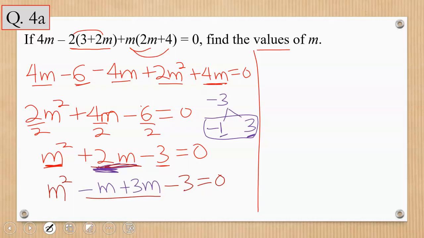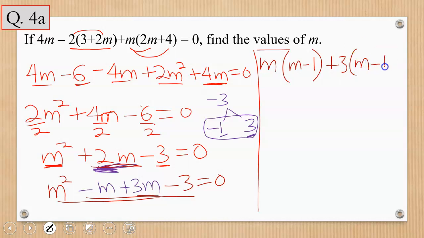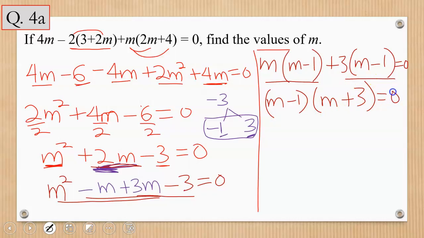Now we have 4 terms we are going to factorize. For the first 2 terms, I'll factor m out. Then I have m minus 1. For the second 2 terms, I'll factor plus 3 out. Then I have m minus 1 again. Everything is equal to 0. Now there's a common factor, and the common factor is m minus 1. So I bring it out, then I have m plus 3 equals 0.